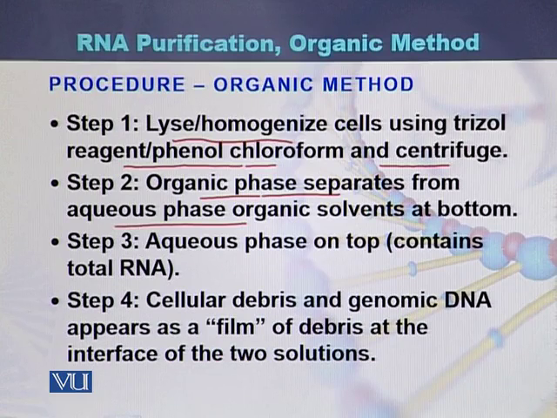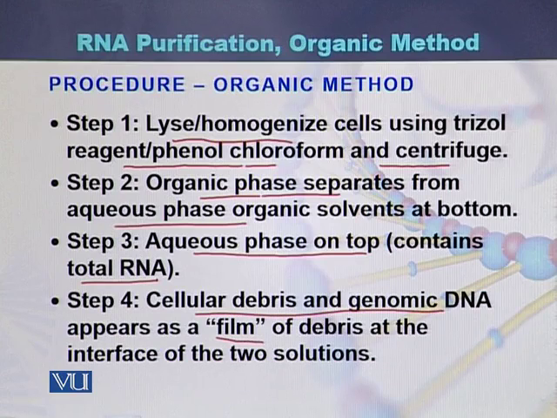During the third step, the aqueous phase is on the top and RNA is present in the aqueous phase. Once both phases separate from each other, the cellular debris and the genomic DNA are present in the form of a film at the interface of the two solutions, because the lower is the organic phase and the upper is the aqueous phase. The genomic DNA is usually present at the interface, a small film between the two phases. So these are the first four steps while purifying the RNA by using the organic method.